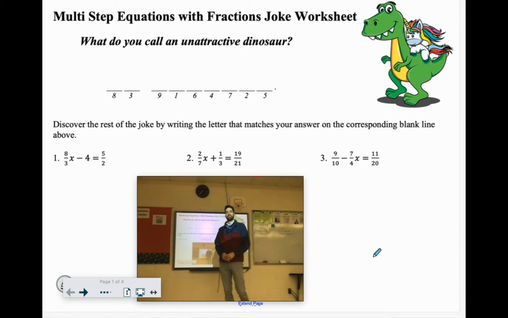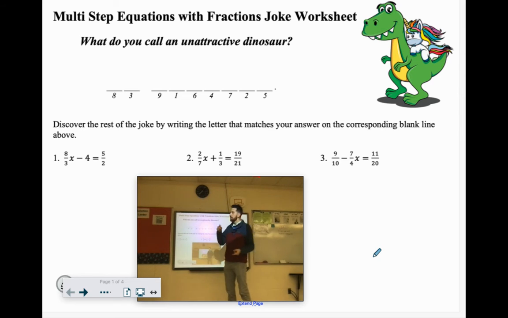Right, for our notes today, we're going to do a worksheet. We're doing multi-step equations with fractions. So we did the two-step equations with fractions. We cleared them, no problem. Then we did just regular multi-step equations. Now we're going to combine them.